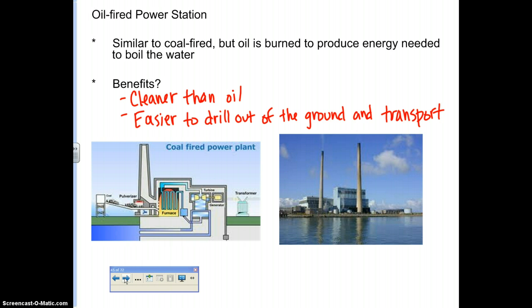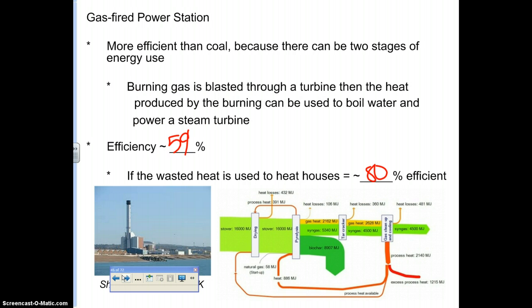Oil-fired power stations. Similar to coal-fired, but oil is burned to produce energy, which is needed to boil the water. Benefits, though: oil-fired is cleaner than coal, and it is easier to drill and extract from the ground, thus making it easier to transport.